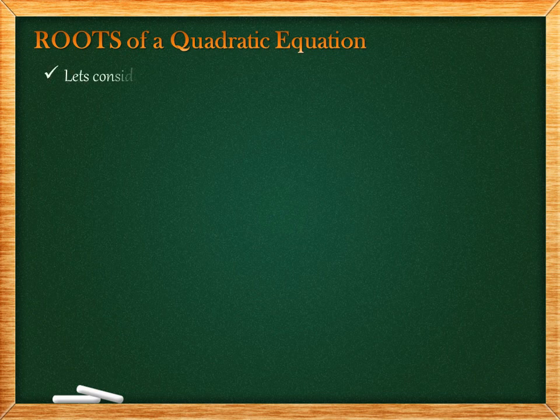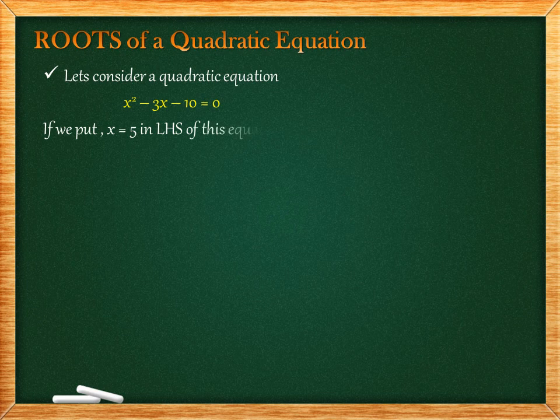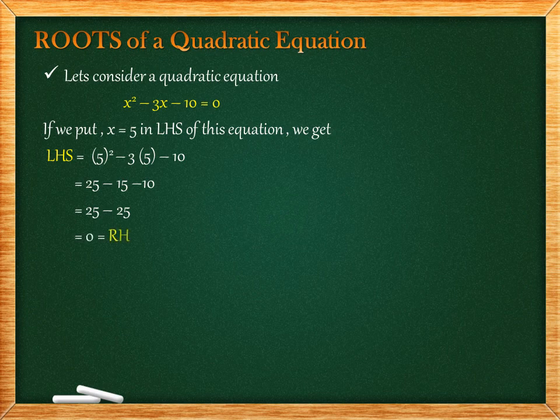For this, let's consider a quadratic equation x square minus 3x minus 10 equals 0. Now if we put x equal to 5 in the left hand side of this equation, we get 5 square minus 3 into 5 minus 10, which equals 25 minus 15 minus 10. Taking the negative terms together, this is 25 minus 25, which is 0, the right hand side of the equation.